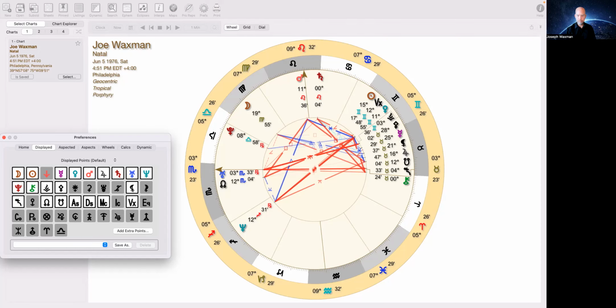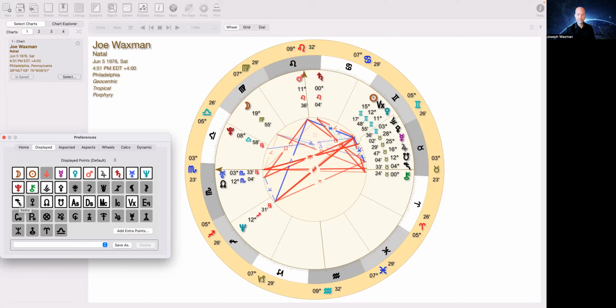Let's see, Black Moon Lilith in the 7th house, close to my Mercury. Maybe I like Lilith type women. I don't know, maybe. I guess I am attracted to women, so maybe that plays into it. Sedna, right on the descendant. I'm not sure about that one. I'd have to do a bit more research.